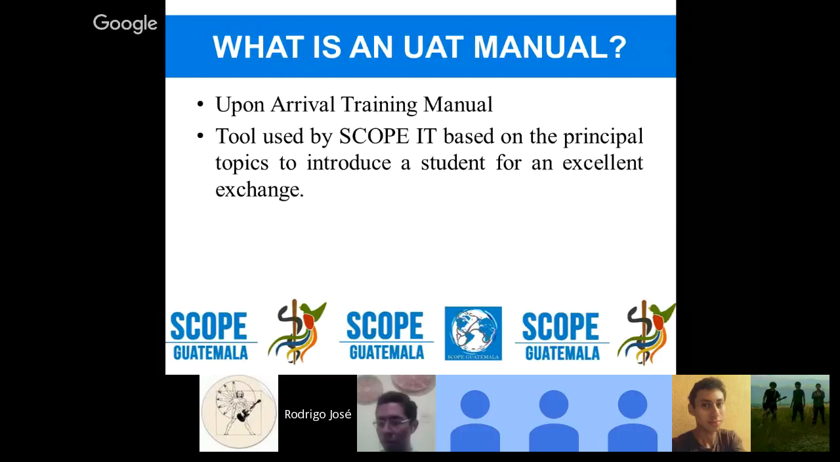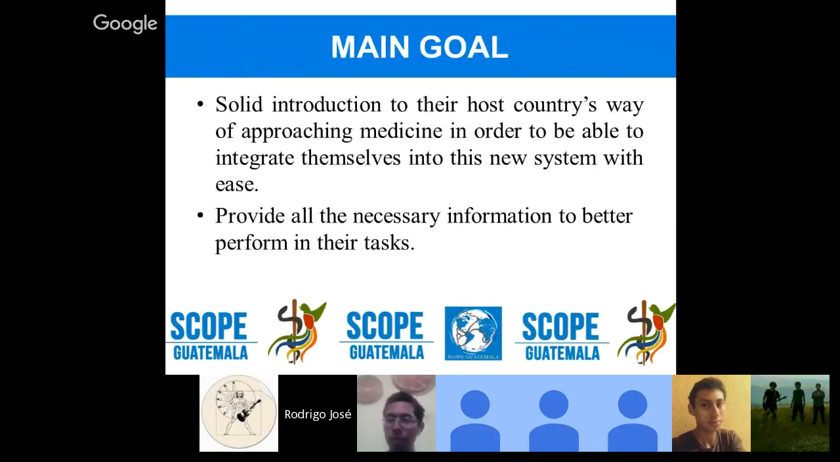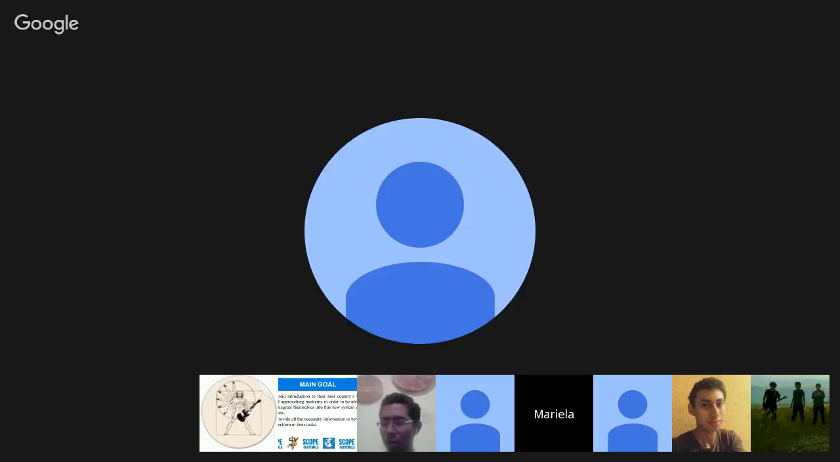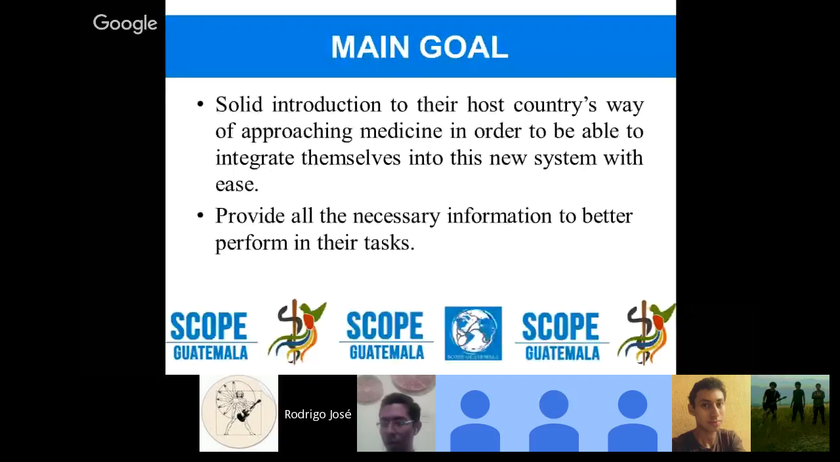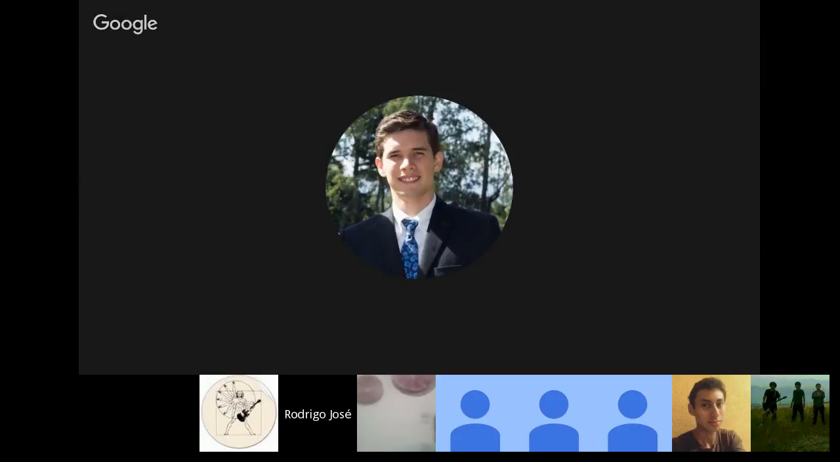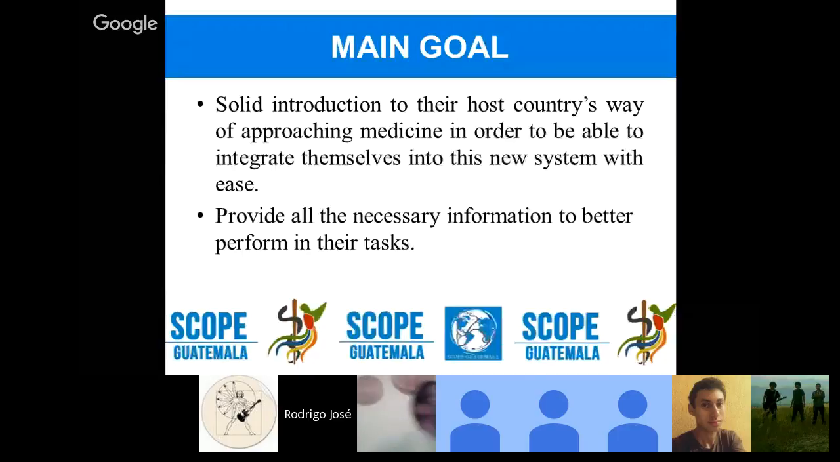important topics, like public health, medical education, and certain things that we're going to discuss. So the main goal is a solid introduction to the host country, a way of approaching medicine in order to be able to integrate themselves into this new system with ease, and provide all the necessary information.